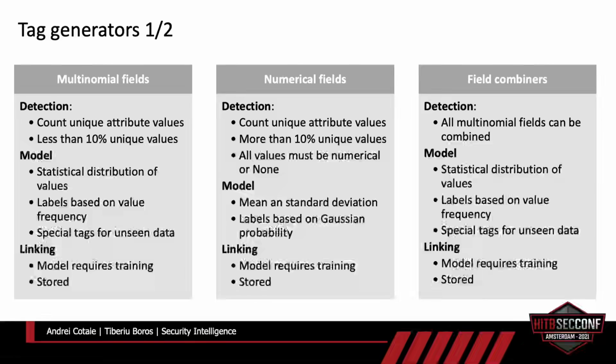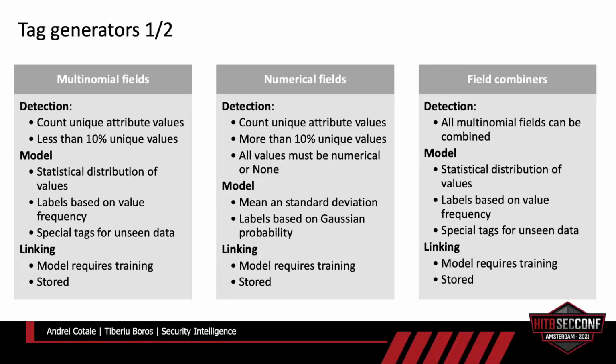Next, we have numerical fields. We do the detection in a similar manner. So we count all the unique attribute values. We expect to have more than 10% unique values. All of them have to be floating point numbers or the special value None. And whenever you have more than 10% unique values, we say that that's a numerical field. Also, if you have numerical values inside the field and you get less than 10% unique values, they are going to be treated as multinomial fields. The model requires training, and it is stored with our data.